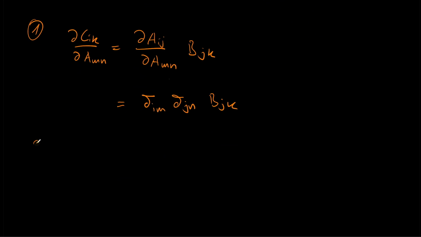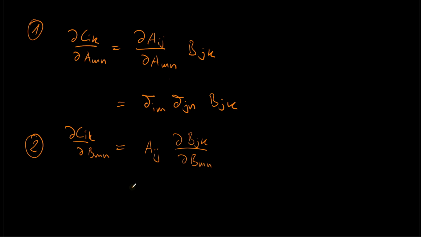And let's go to the second one, which will be the derivative of Zik with respect to Bmn. And here also the derivative operator propagates. So we will have first Aij and then multiply this with the derivative of bjk with respect to Bmn. Same idea, let's use the Kronecker deltas. So the Aij stays, and then we will have delta Jm and delta Kn.